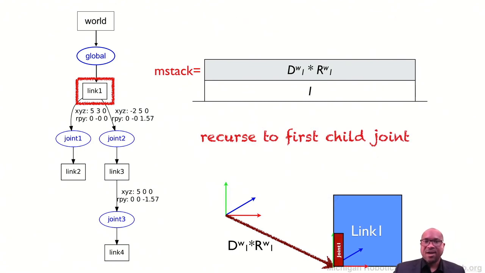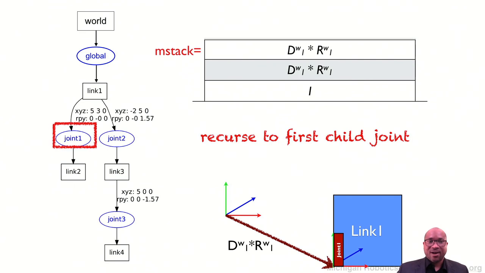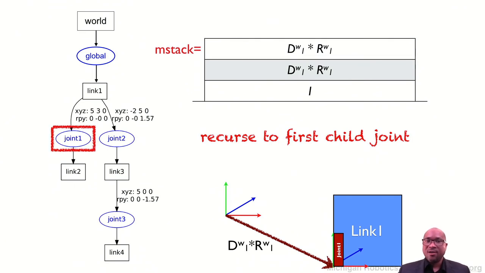So now that we've established link one, and we can transform the vertices in the world, we can go down to the first child. Link one has two children, joint one and joint two. We're going to recurse in a depth first search fashion, so we go to joint one. That's going to move the top of the stack up and apply a copy. Just remember that if you're doing this recursion via function calls, this copy can happen for you by default through the JavaScript runtime environment.